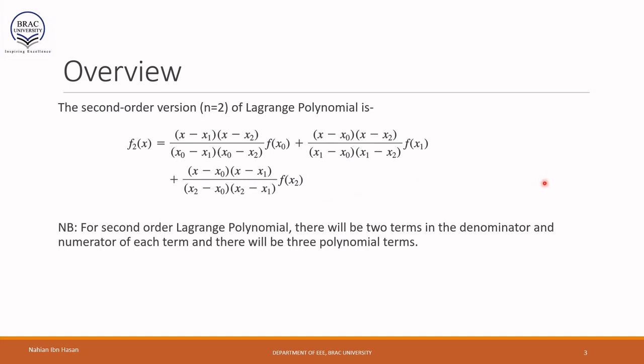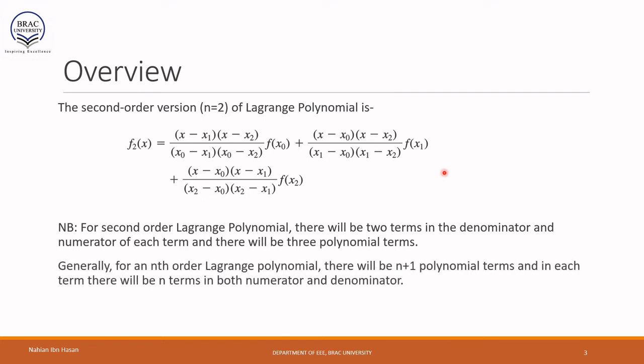So for the nth order version, there will be n terms in the denominator as well as in the numerator of the Lagrange interpolating polynomial terms, and in total there will be n plus 1 terms in the whole equation of the Lagrange polynomial case. So this is the generalization. So please remember this, that for nth order polynomial we will have n plus 1 total polynomial terms.